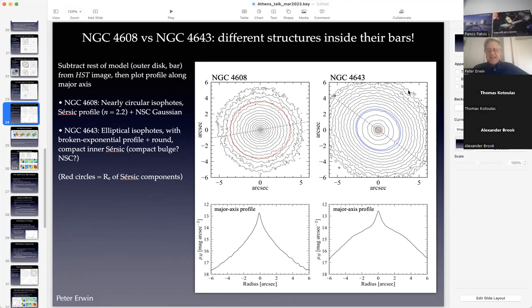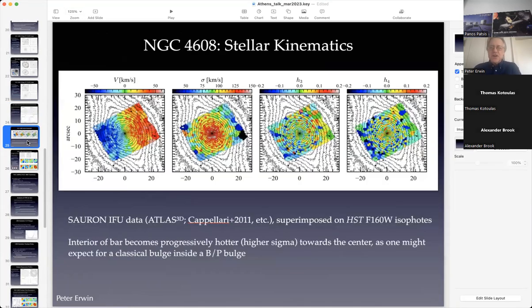4643 has a significantly more elliptical structure with a steep outer profile and a shallow inner profile. And so you can see in the major axis profile at the bottom, there's a steep outer part, and then around 3 arc seconds, it breaks to a shallower profile. So even though the galaxies are almost identical on the large scale, in the inner region, they're actually quite different. Now, can we tell what's going on with the stellar kinematics? Well, to a certain degree, we can.